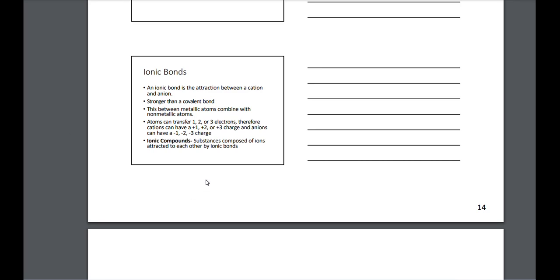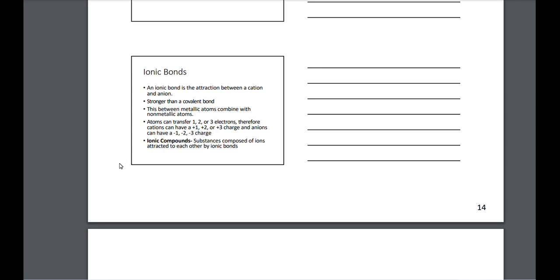Okay, the ionic bond is stronger than a covalent bond. So compounds that form ionic bonds tend to have, for example, a higher melting point and a higher boiling point compared to the molecules or compounds that form covalent bonds, because the bond between the positive and negative is much stronger than the sharing of electrons. Okay, so that's the second characteristic of the ionic bond.